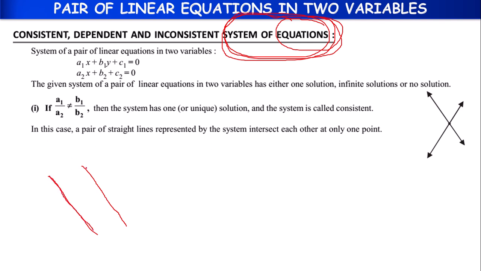They may not intersect, they may be parallel, or they may intersect with each other, or they may coincide with one another. Like that, the two lines behave in different manners.